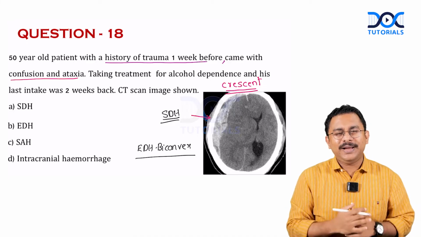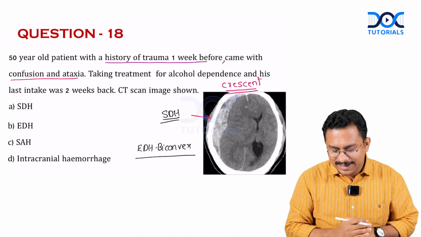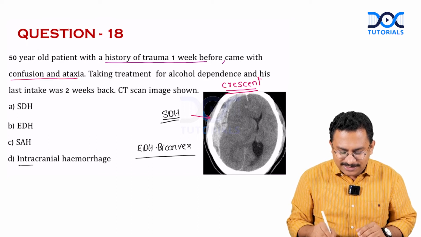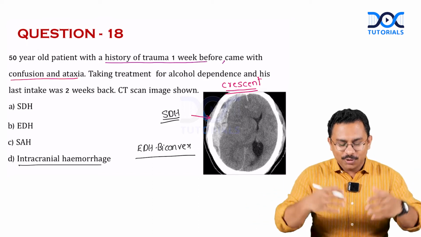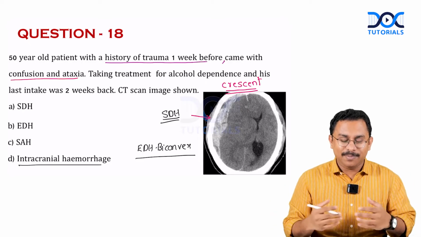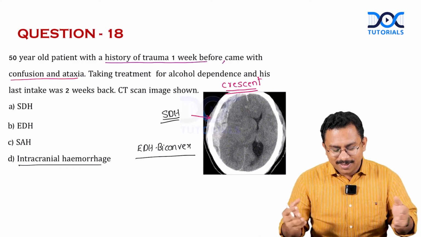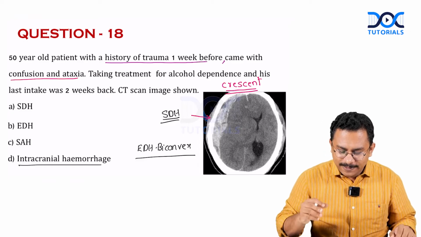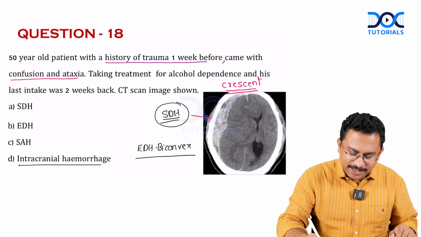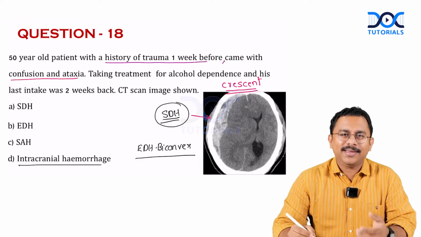In subarachnoid hemorrhage, you will have bleed extending into the fissures. And definitely this is not intracranial hemorrhage, which is just a term for everything together: SDH, EDH, SAH, and even intracerebral hemorrhage. So here, when I look, it is going to be an SDH.